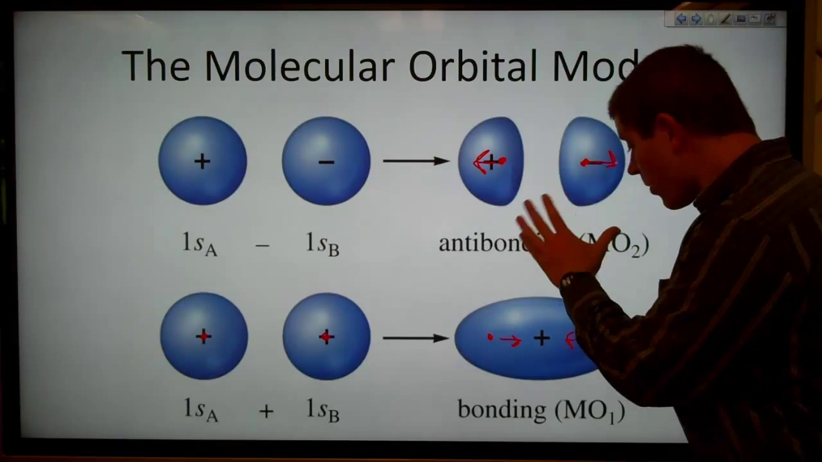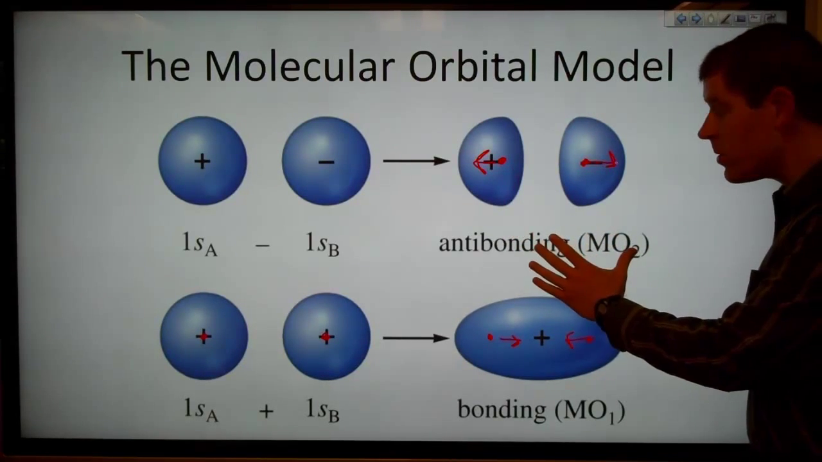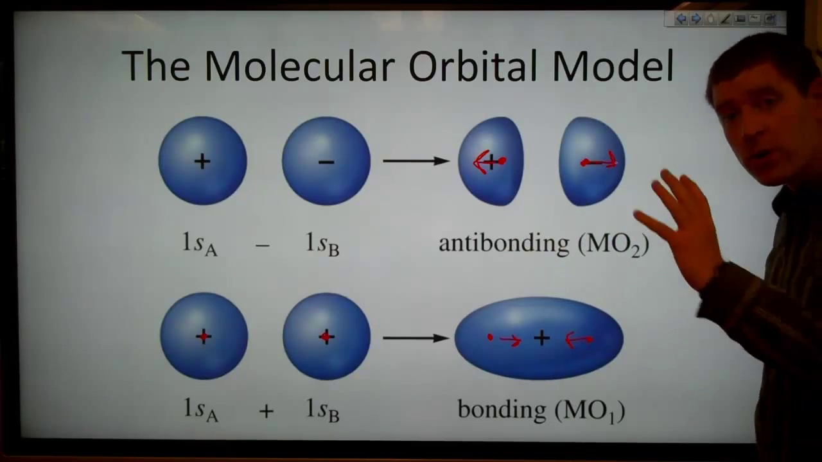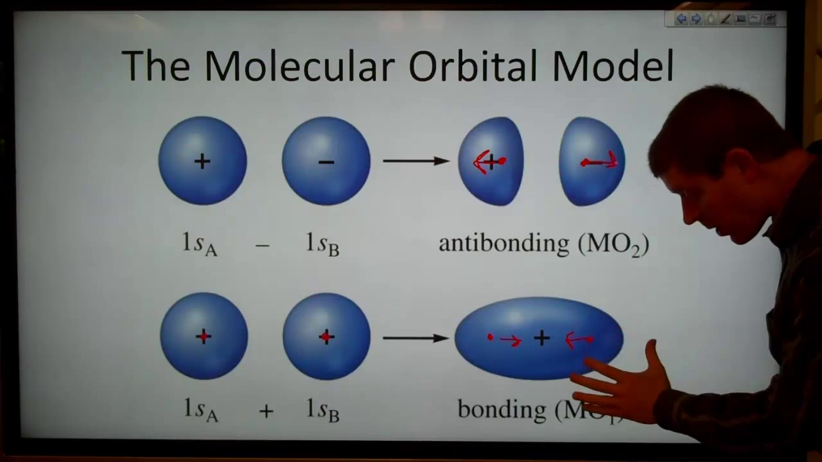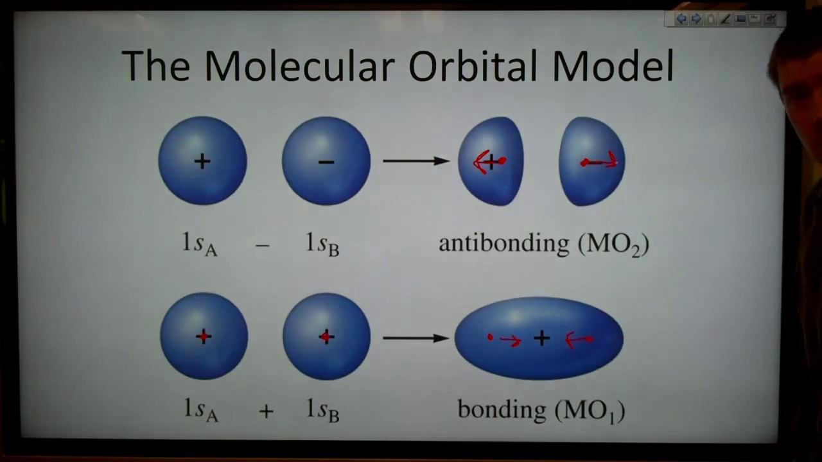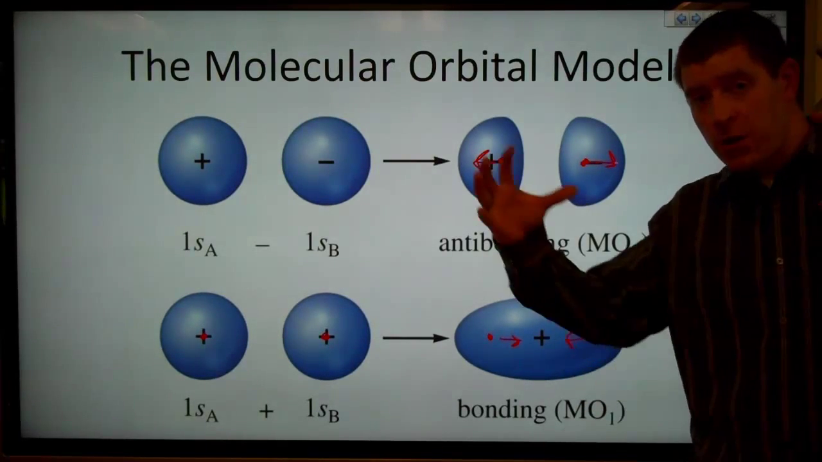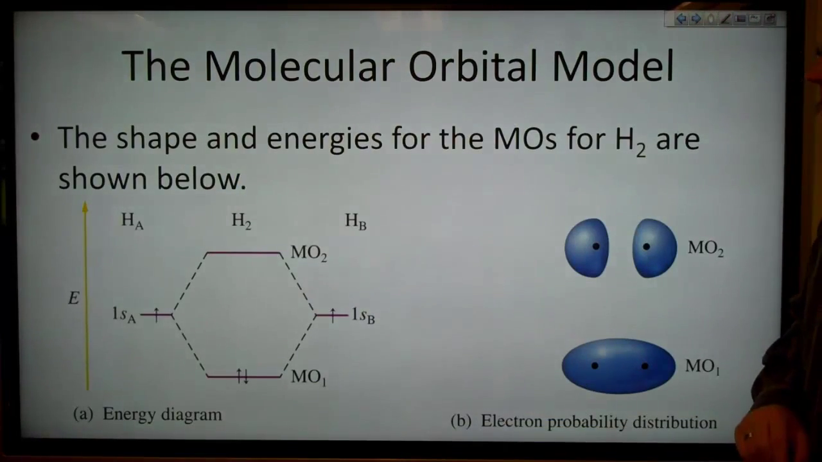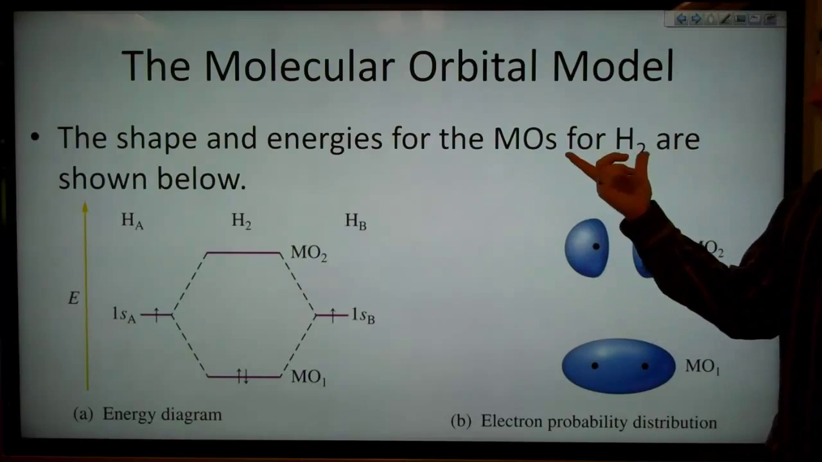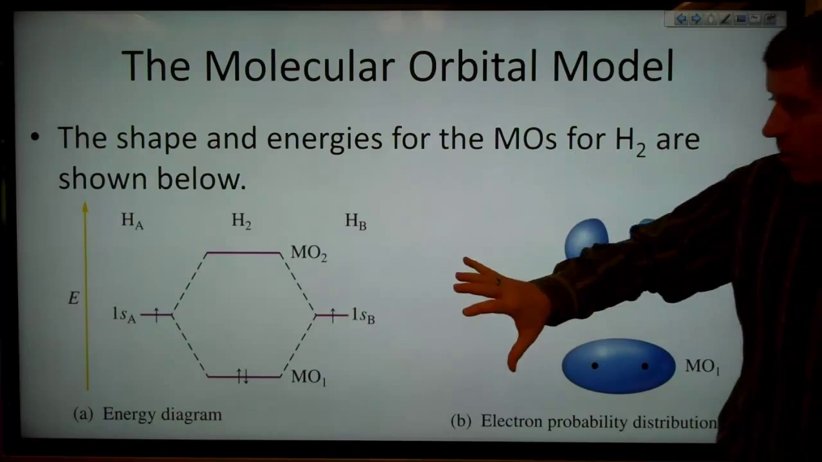So this orbital, MO2, molecular orbital 2, is an antibonding orbital. If you put electrons in there, you'll tend to move the nuclei farther apart. But this one, MO1, is a bonding molecular orbital. If you put electrons in that one, you'll tend to pull those nuclei together and form a bond. So the shape and energies of the molecular orbitals for hydrogen are shown here.